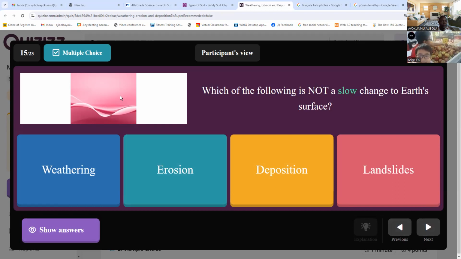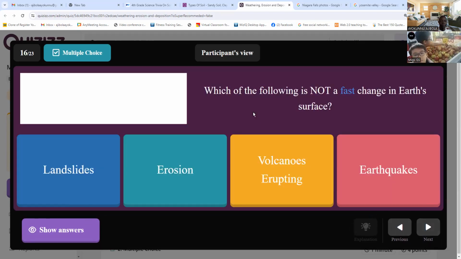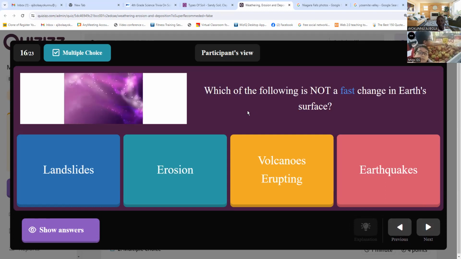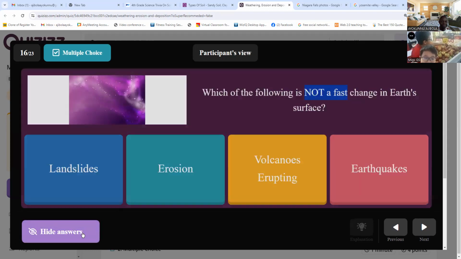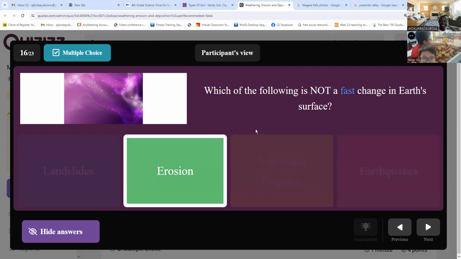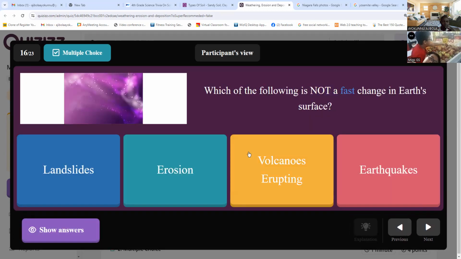So let's go to the next question. Which of the following is not a fast change in the Earth's surface? Which one is not fast? Volcanoes erupting. Erosion. Oh, wow. Wait a minute. I think there should be something wrong with this question. Did you say something? Hold on.